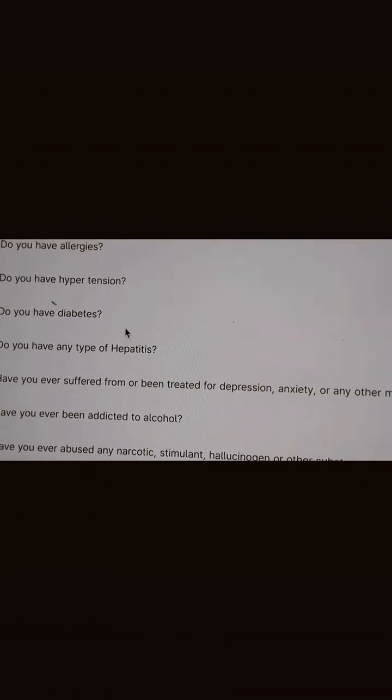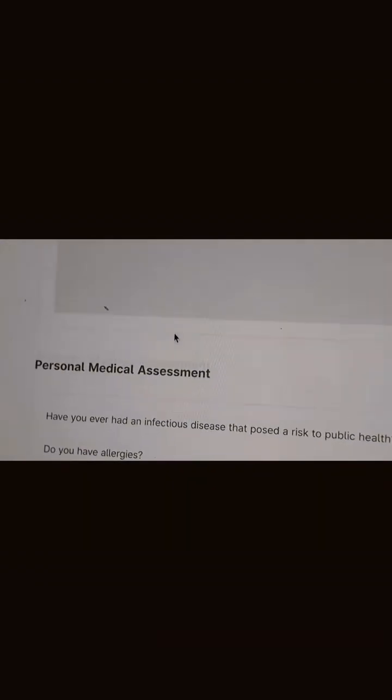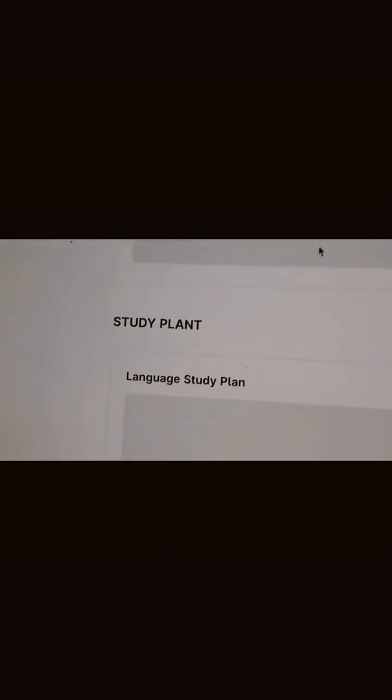So let's go to the medical assessment. These are more of you doing the assessment. If you know you have them, indicate them, but if you don't have them, just say no. So let's go now to the interesting part, which is the personal statement and study plan. Study plan? Oh my goodness.